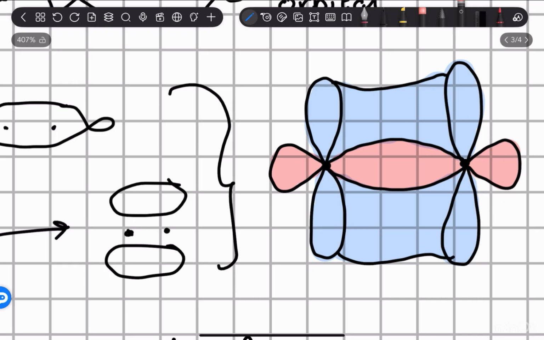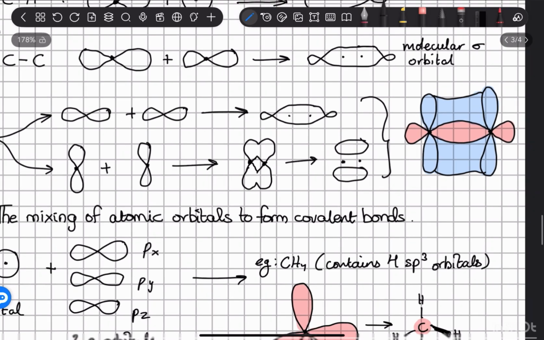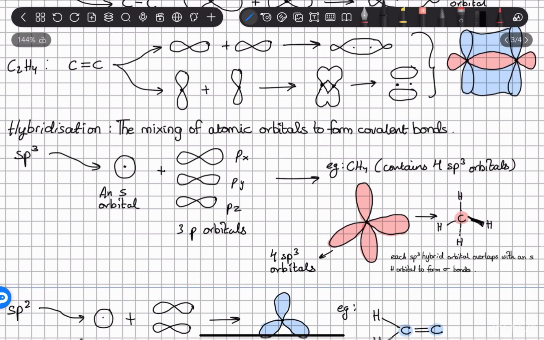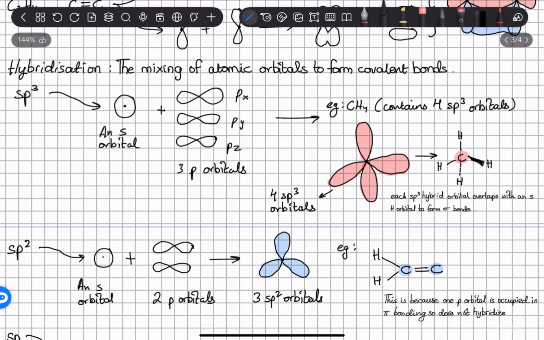I don't think I've ever encountered a question where you would be told to draw this. I've drawn this so that it's very easy to visualize. And indeed, it does look kind of simple to visualize. But that's basically how this works. And now we move on to hybridization.